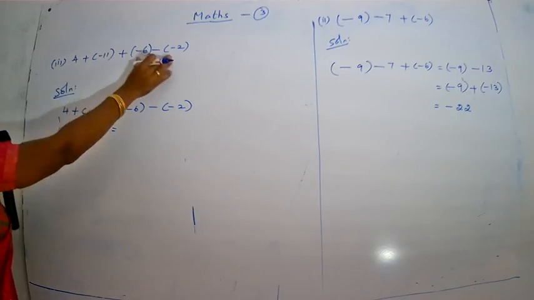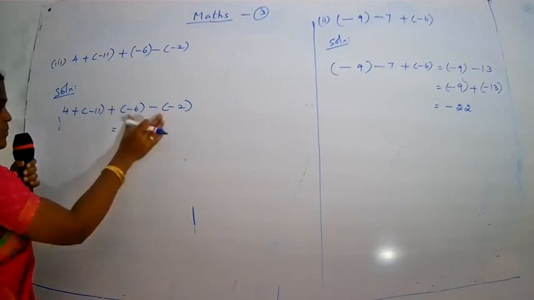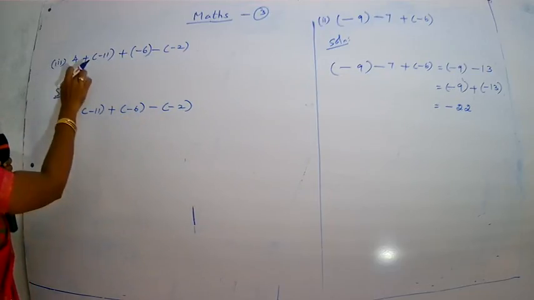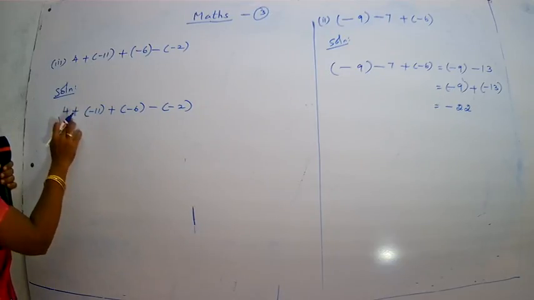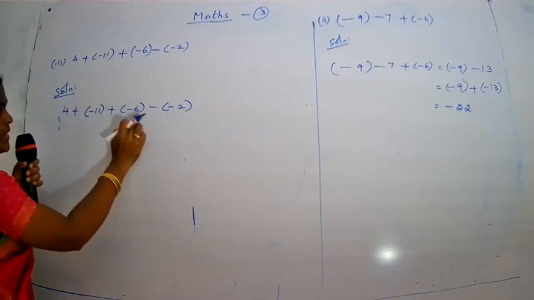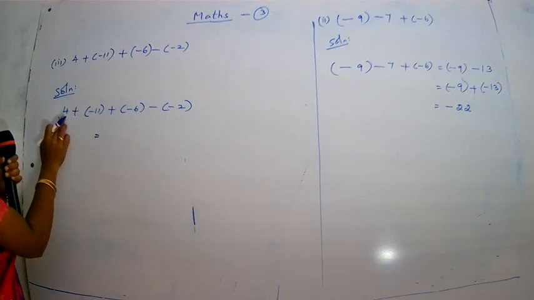So that's why you separate two groups. This is one group, and this is another group you take. This is a positive addition: 4 plus minus 11. This is an addition. Then minus 6 minus of minus 2. So you find the answer separately.